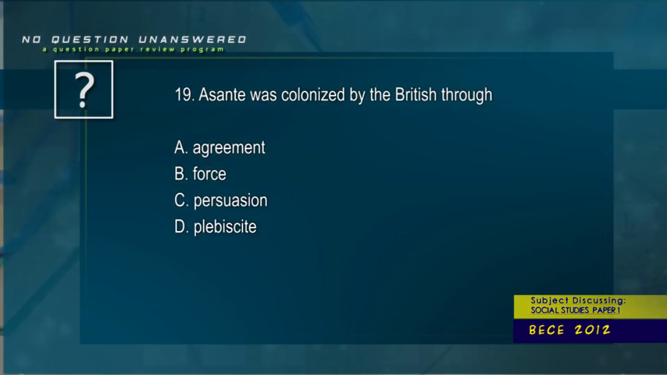19. Ashanti was colonized by the British through A. Agreement, B. Force, C. Persuasion, D. Plebiscite. Viewers, the correct answer is B. Force. The Ashanti was colonized by the British through force, through the Sagrenti War, the Sir Garnet Wolseley War, fought in 1874. So viewers, the correct answer is B, force.